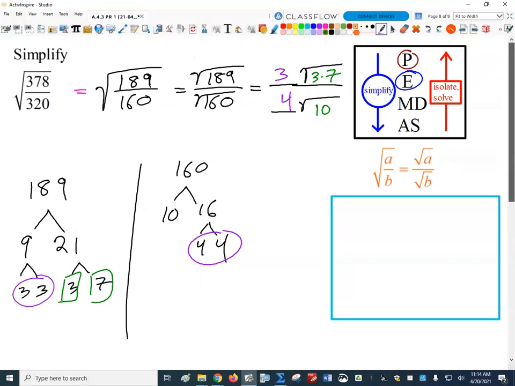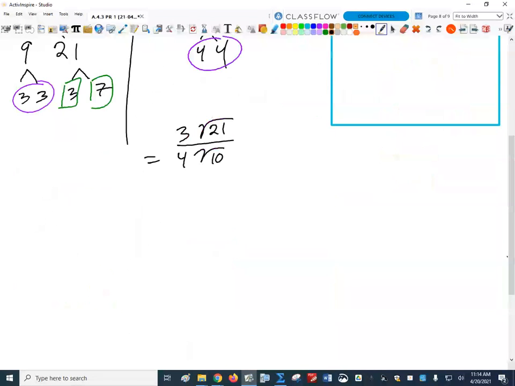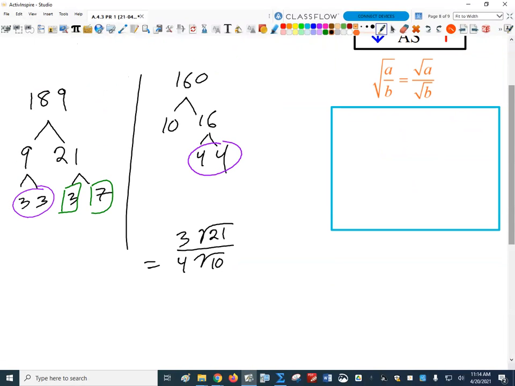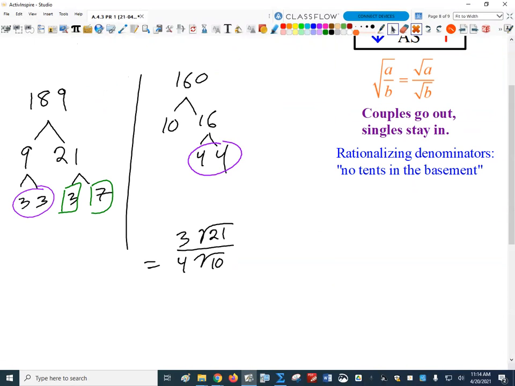Okay, so we end up then, where are we now? We're down to the step. Let me rewrite this. So this whole thing is equal to 3 times the square root of 21 over 4 times the square root of 10. Looks good. Are we done? What's the one problem with this? No tenths in the basement. Okay, we got to rationalize. We did couples go out, singles stand. We got to rationalize the denominator.